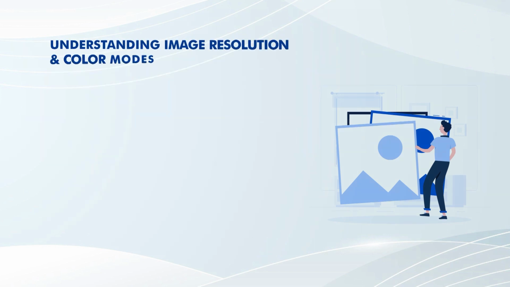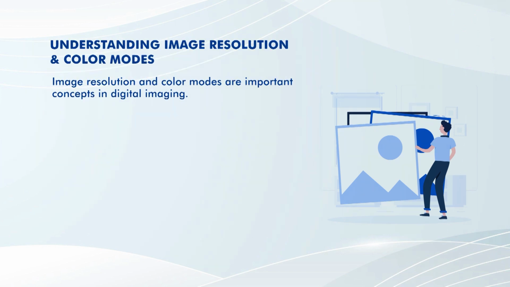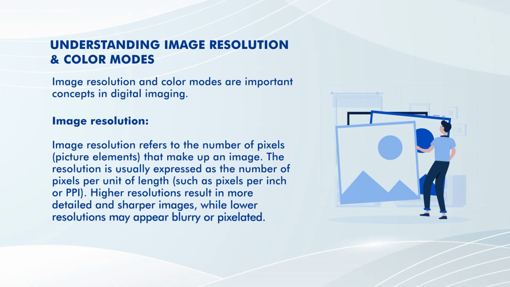Understanding image resolution and color modes is very important, because these concepts in digital imaging define the image quality. It is explained here. Image resolution refers to the number of pixels, or picture elements, that make up an image. The resolution is usually expressed as the number of pixels per unit of length, such as pixels per inch or PPI. Higher resolutions result in more detailed and sharper images, while lower resolutions may appear blurry or pixelated.